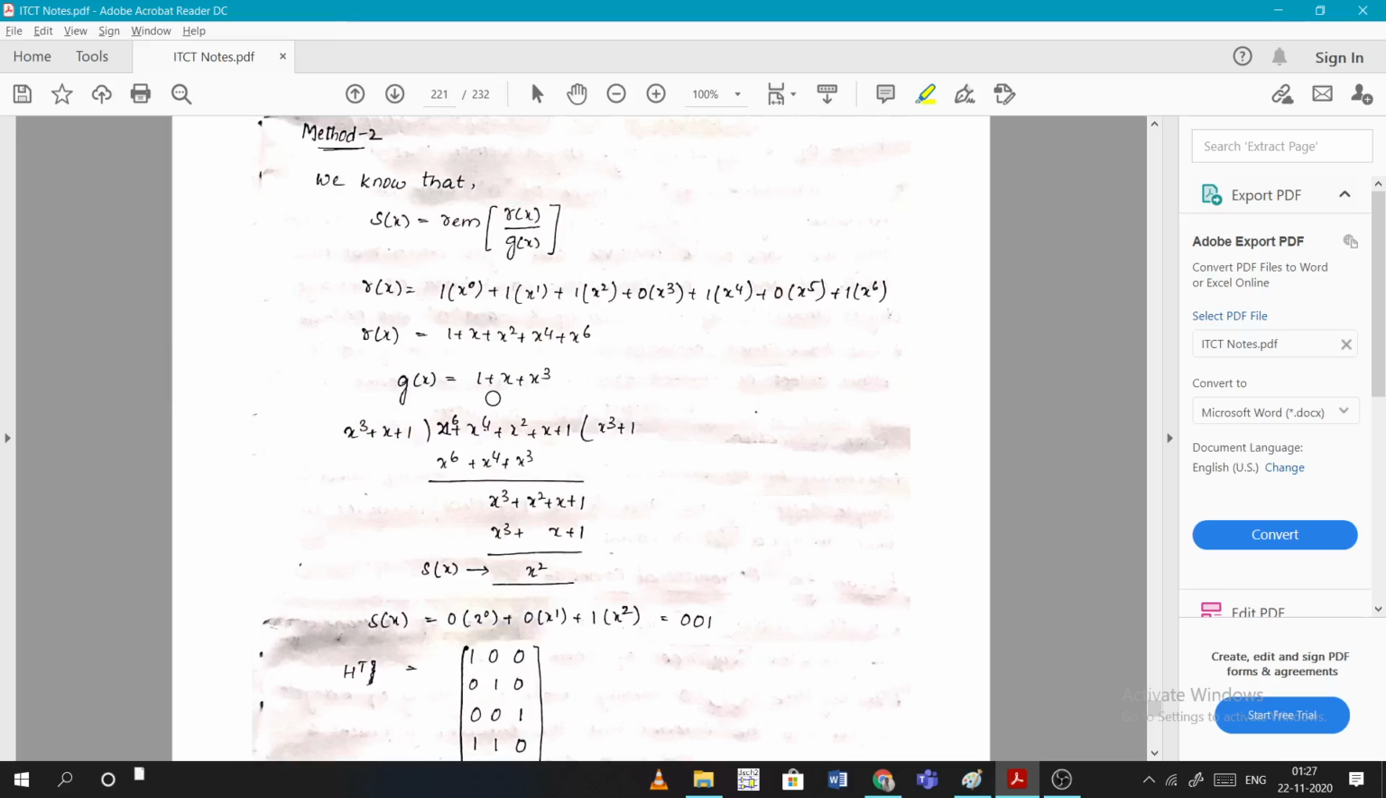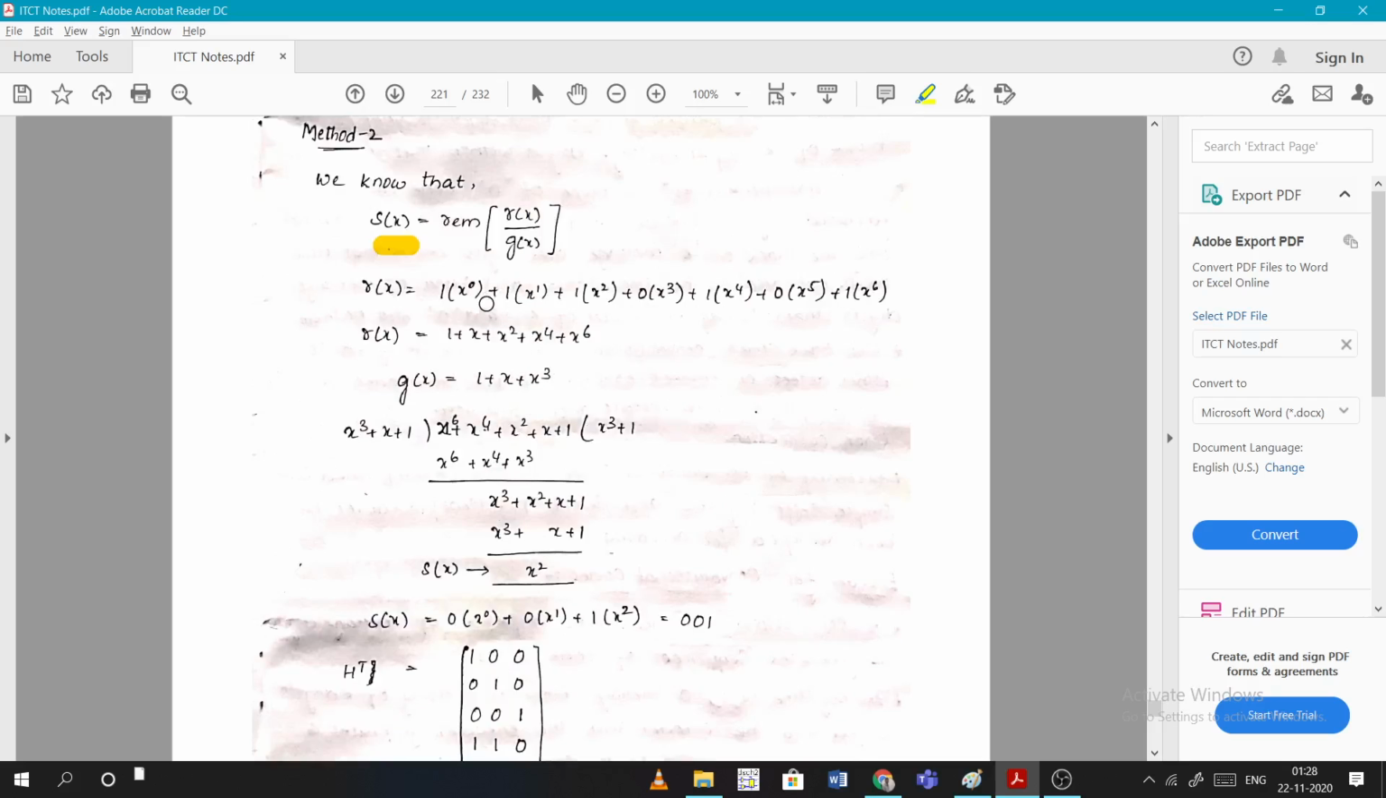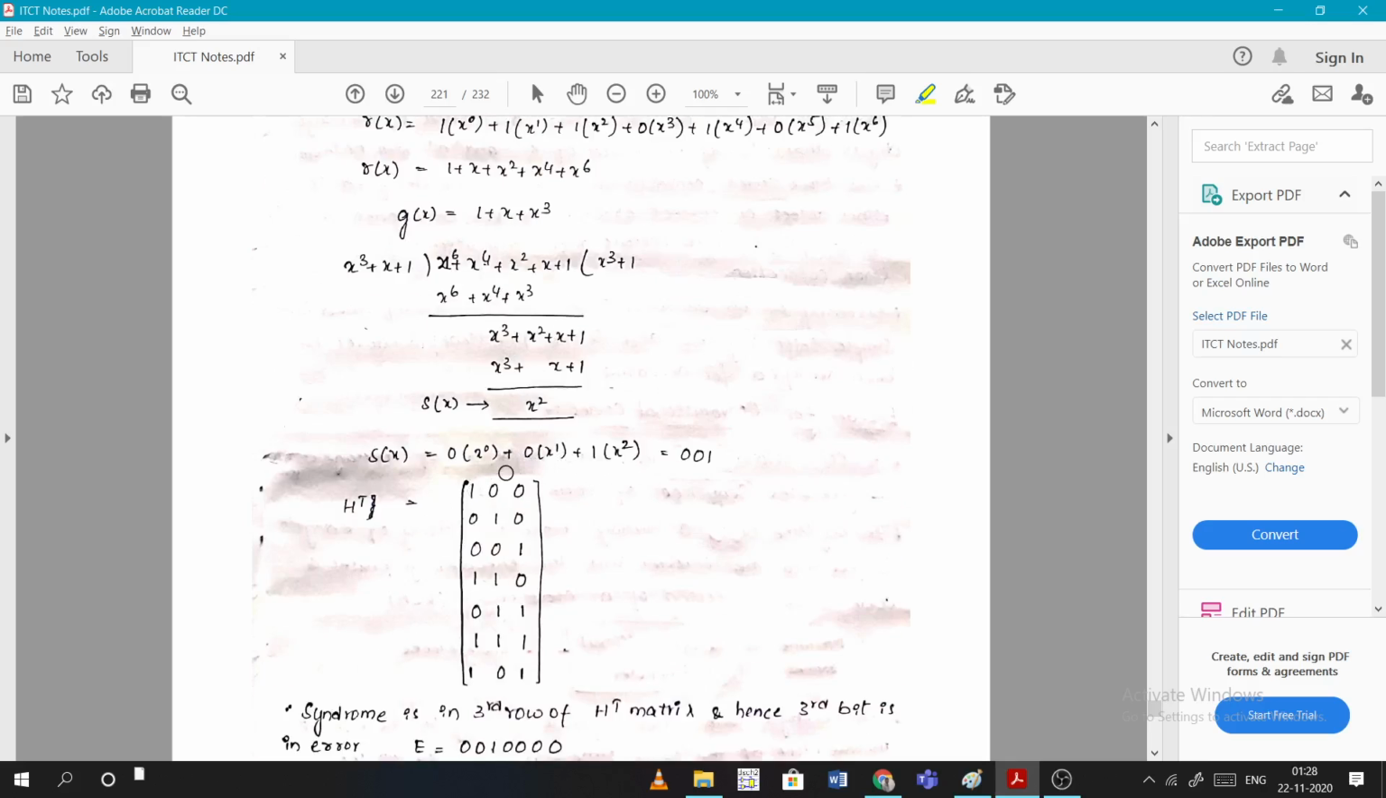In general, if you want to do it mathematically, we just find S of X, that is the remainder of R of X divided by G of X. That remainder is called the syndrome. For this question, S of X was obtained as X square. So S of X in binary can be written as 0 into X naught plus 0 into X power 1 plus 1 into X square, that is 0 0 1. In the H transpose matrix, 0 0 1 is in the third row, so the third bit is in error.